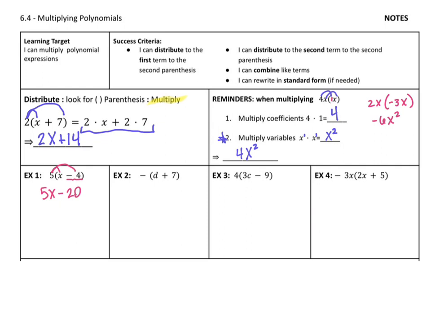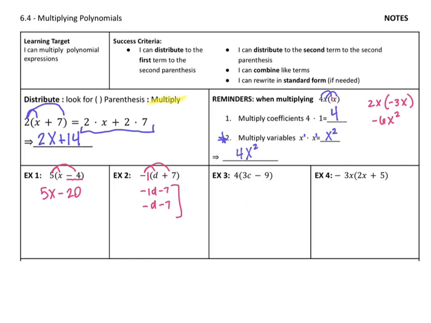Ooh, negative outside the parentheses. It's like a negative 1. We can add a 1 there if we want to. And we're going to distribute, multiply by negative 1. Negative 1 times d is a negative 1d, or just negative d. And a negative 1 times 7, a positive 7, is now negative 7. So either of those two answers are correct.